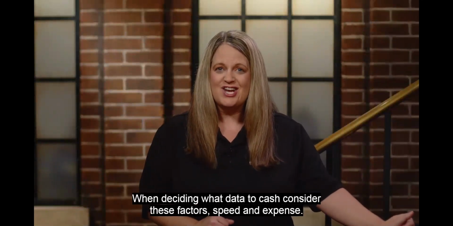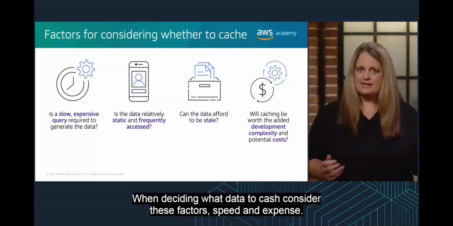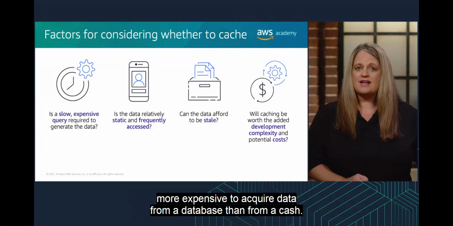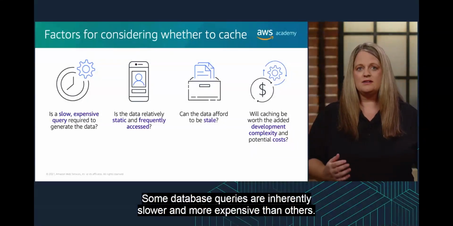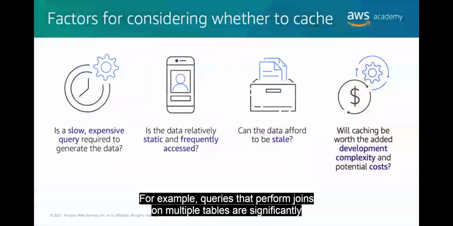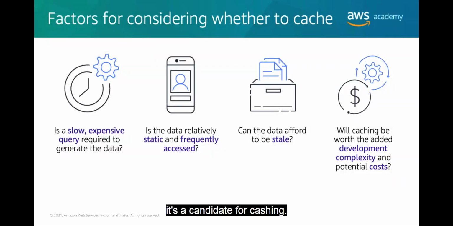When deciding what data to cache, consider these factors. Speed and expense. It's generally slower and more expensive to acquire data from a database than from a cache. Some database queries are inherently slower and more expensive than others. For example, queries that perform joins on multiple tables are significantly slower and more expensive than simple queries on single tables. If the data requires a slow and expensive query to acquire data, it's a candidate for caching.